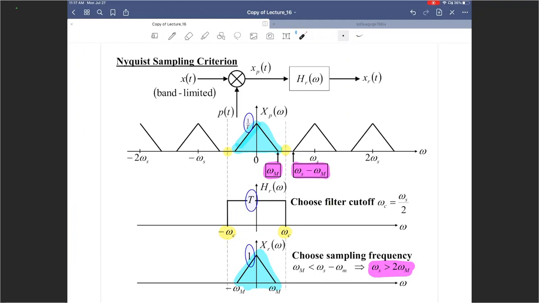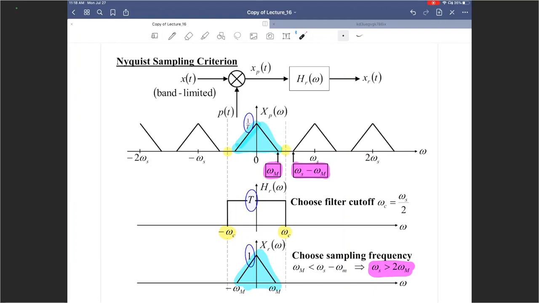So what should we not do? We should not choose a cutoff frequency for this low pass filter too high or too low. If we choose a cutoff frequency lower than omega m, then we lose the signal itself. We can't do that. If we choose omega c to be much higher than omega s minus omega m, then we are getting all the other triangles as well. We don't want that. That's out of band noise as far as I'm concerned. So I want this filter cutoff to be in this guard band between the baseband version and the first harmonic of the triangle.